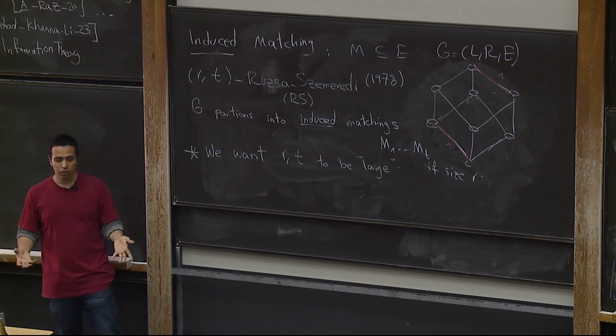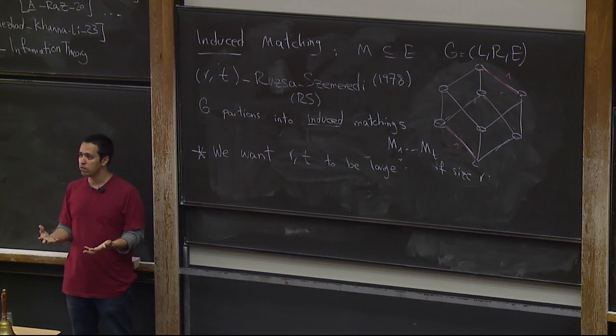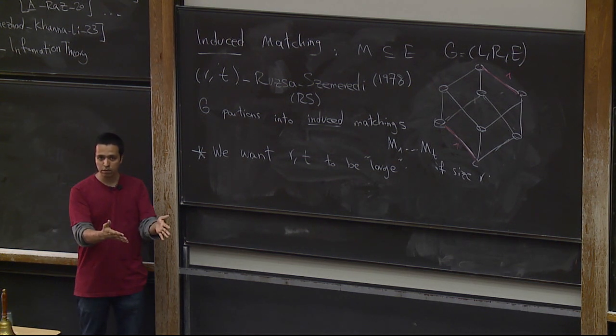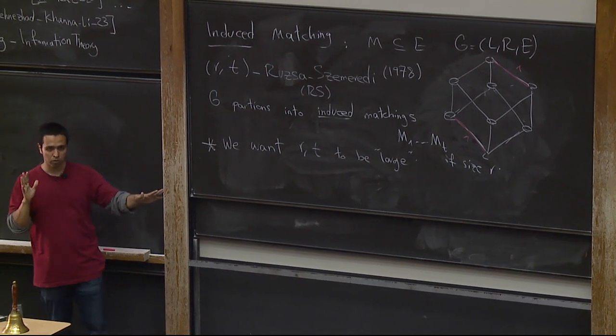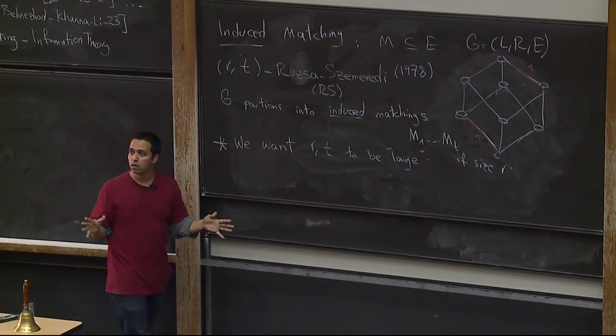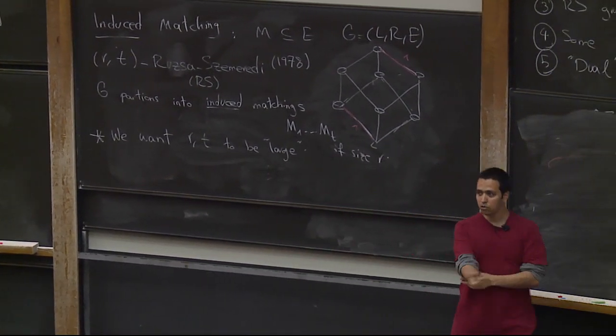Okay, but if I can make R and T both large, I'll get globally dense graphs. So locally they are sparse, but if I look back at them from some distance, they're very dense. And that's the counterintuitive part. Okay, they should not exist.